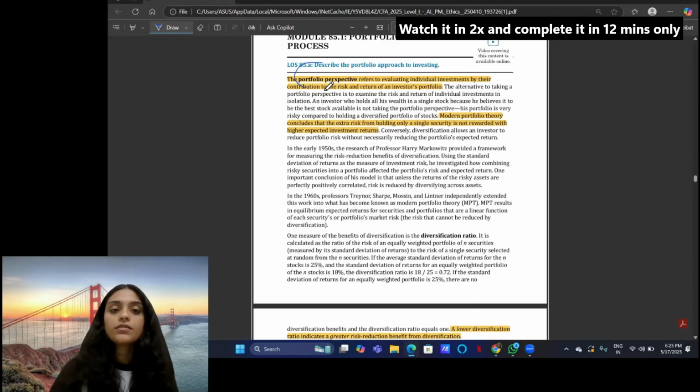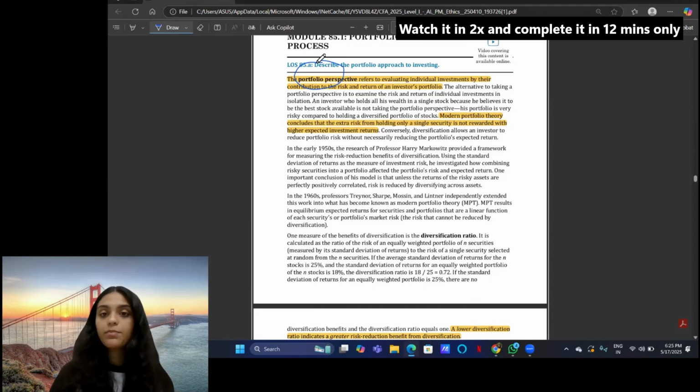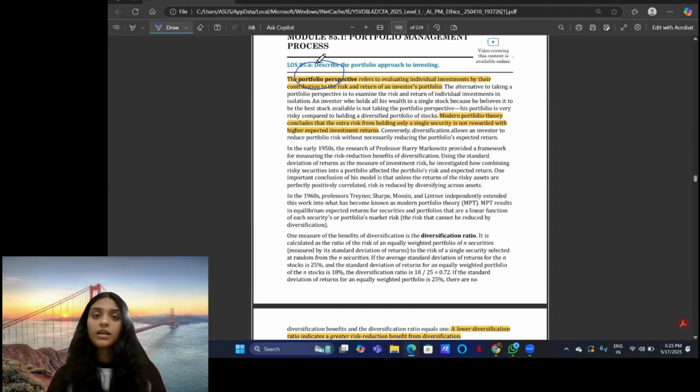And today we'll be completing reading number 85, Portfolio Management: An Overview. Okay, so first we'll understand what portfolio perspective is. Portfolio perspective refers to judging an investment based on its impact on the entire portfolio's risk and return rather than judging them individually in isolation.